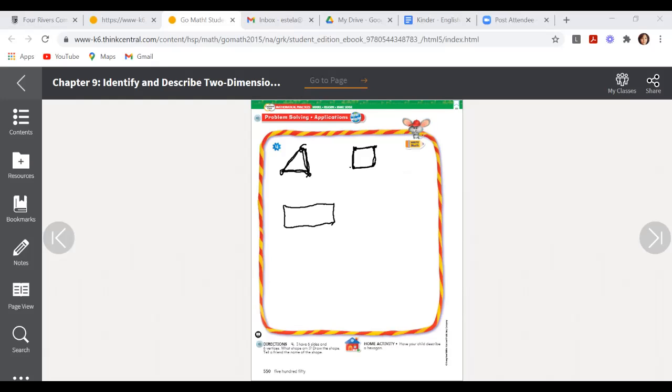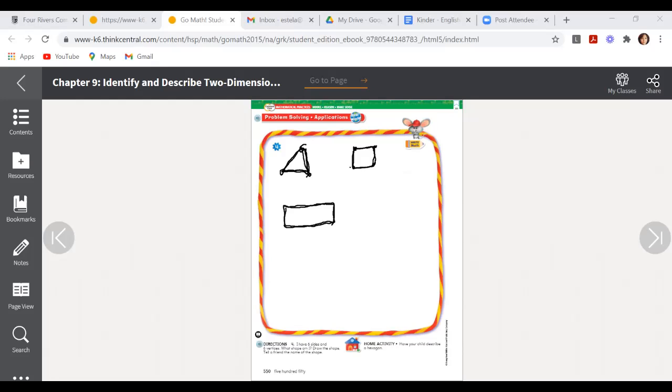And the shape that I drew has 4 sides, 4 vertices, but 2 of the sides are longer than the other 2. It has 2 short sides and 2 long sides. What's the name of the shape? It has 2 long sides and 2 short sides. A rectangle. A rectangle, yes, Naisea.